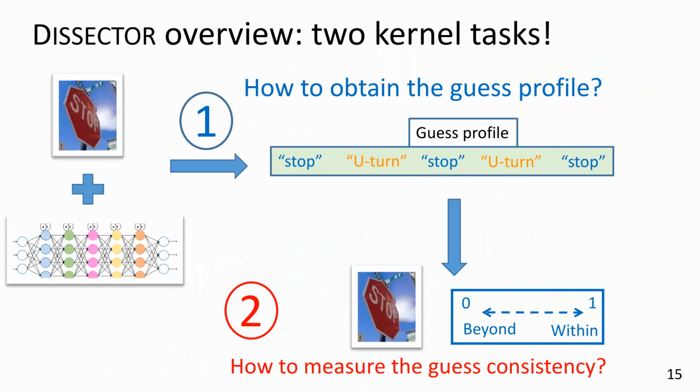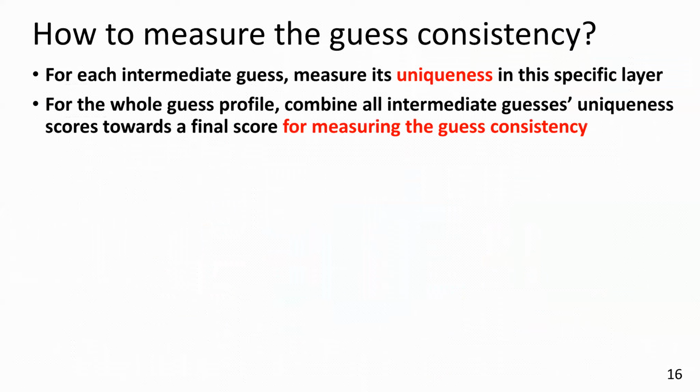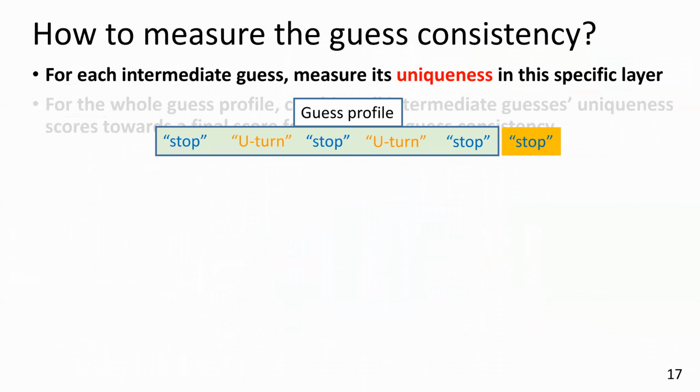Then, task 2, with the preparation of the gas profile, how to measure its gas consistency. We consider to measure each gas uniqueness and combine them together to get the final score of the gas consistency. For each intermediate gas, we measure its uniqueness. It actually contains two cases.